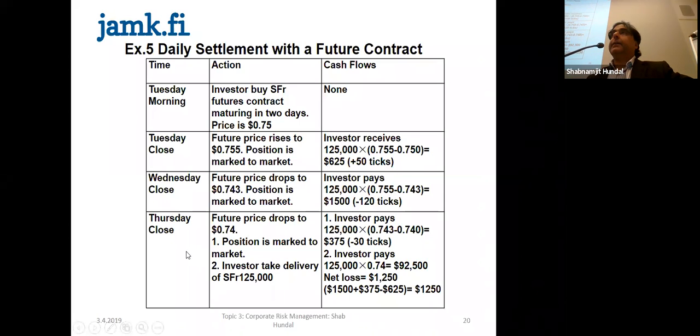On Thursday, the price drops to 0.7400. Gain or loss? How much? 30 ticks? 375. And remember, this is also the date of expiry of the contract.